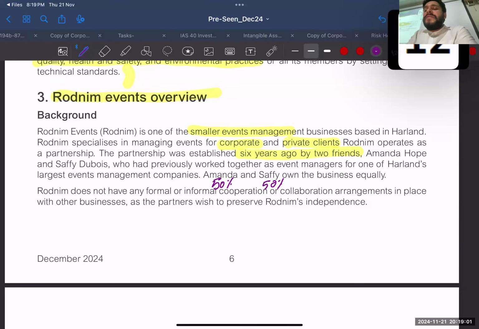Rodnim does not have any formal or informal cooperation or collaboration arrangement in place with other businesses. You know what? They want you to analyze the first cooperative or collaborative business in the exhibits. The partners wish to preserve Rodnim's independence, but now they may want to increase their business prospects, and they may want a collaborative arrangement, a joint venture, a franchising agreement, or any other sort of agreement within the business.